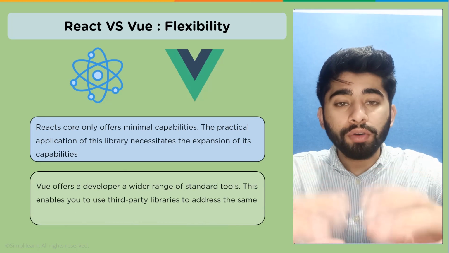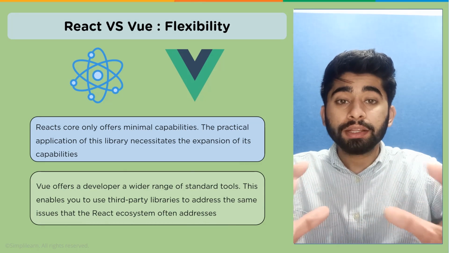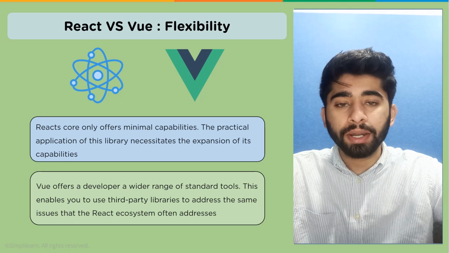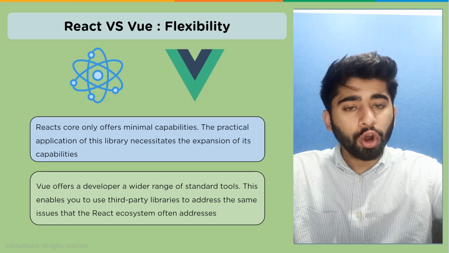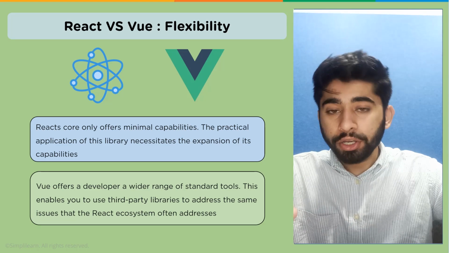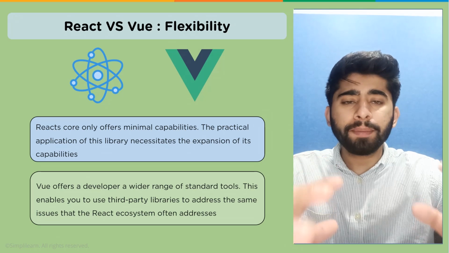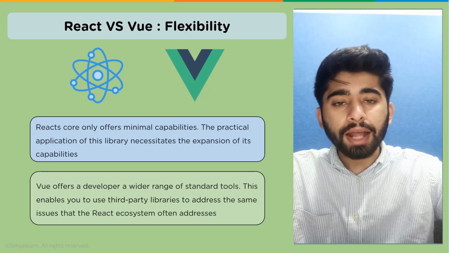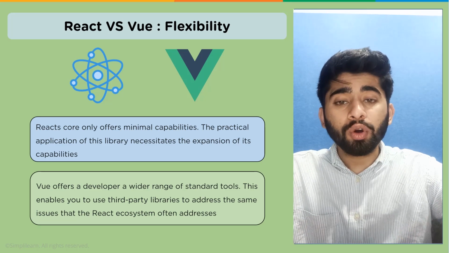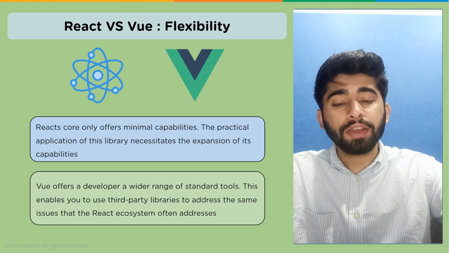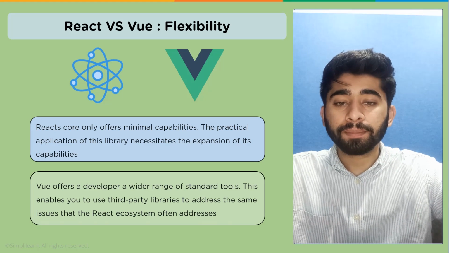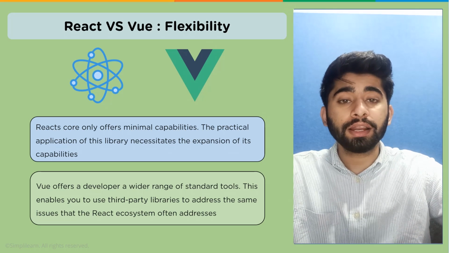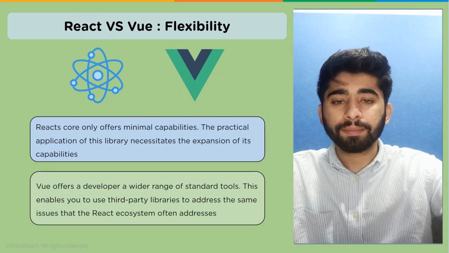React's core only offers minimal capabilities. The practical application of this library necessitates the explanation of its capabilities. This provides the developer with a lot of options when picking out a new tool. Additional libraries are typically used to resolve creation of mobile applications, server rendering, and application state management. In contrast to React, Vue offers a developer a wider range of standard tools. This enables you to use third-party libraries to address the same issues that the React ecosystem often addresses.